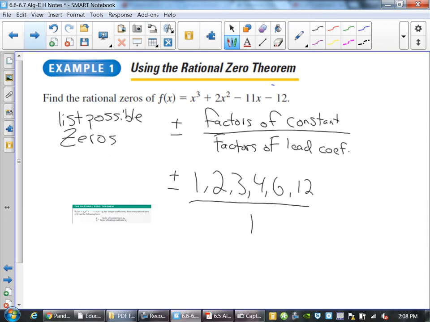Yes, sir. Thank you. I didn't multiply my count. Yes, there's 12 because you got plus or minus 1, plus or minus 2, and so on and so on. Okay. From all the factors of the constant divided by all the factors of the leading term coefficient, the one that doesn't have a variable. Okay. So what this is going to allow you to do then is know where to start factoring.